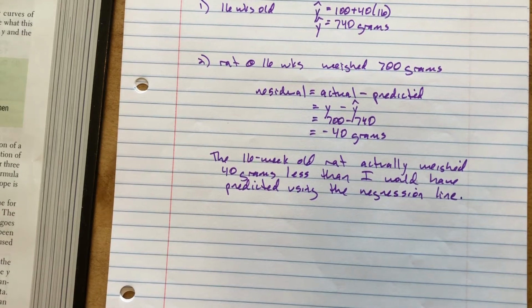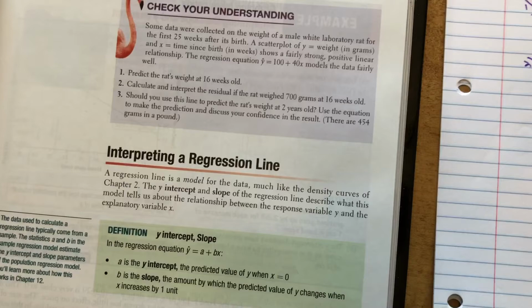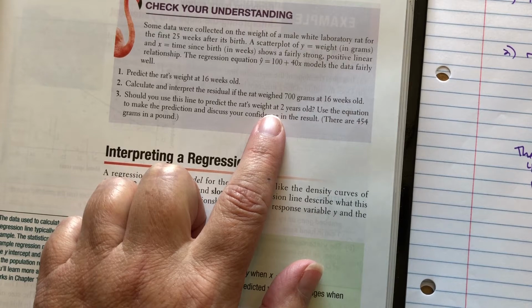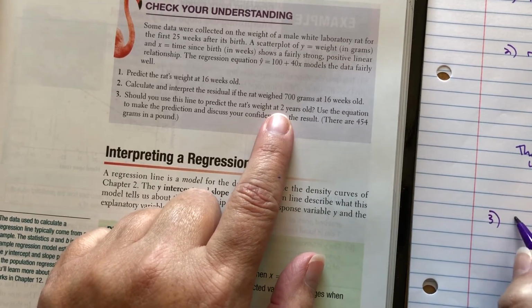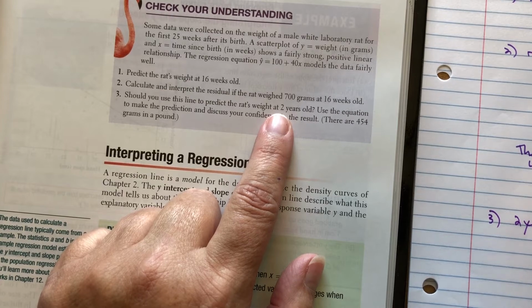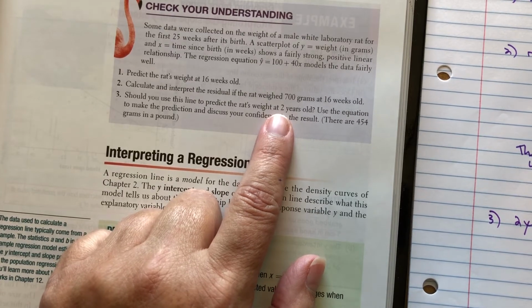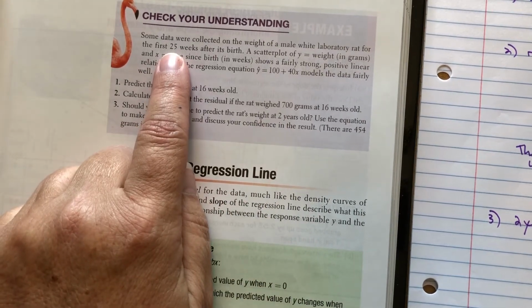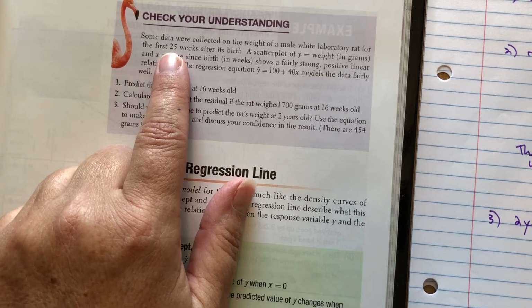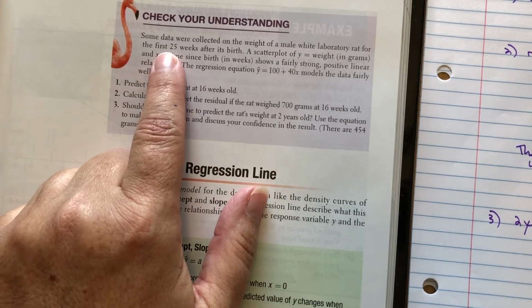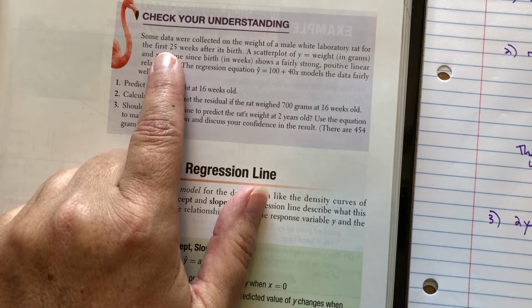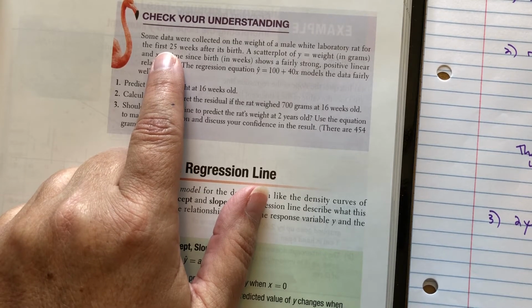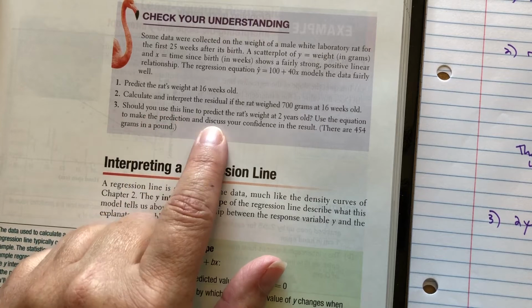Okay, so let's look at number 3. Now, should you use this line to predict the rat's weight at 2 years old? Let's think about that. 2 years is 104 weeks, because there's 52 weeks in a year. Well, our data that we collected was just within the first 25 weeks. So 104 weeks is way outside the scope of our data. If we make a prediction that's way outside the scope of our data, that's not really proper. And that's called extrapolation. So we really shouldn't use it.